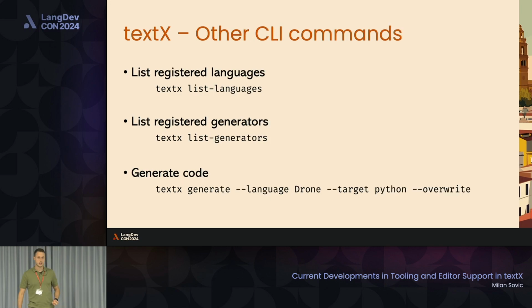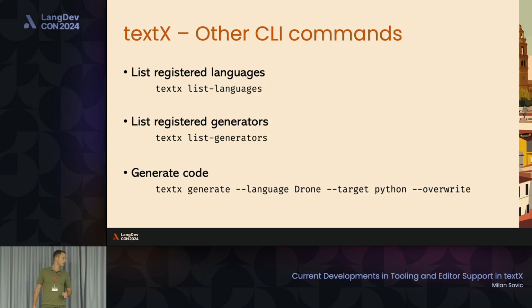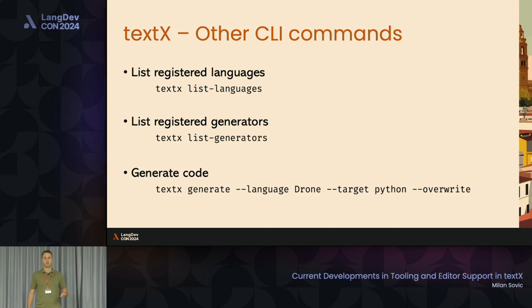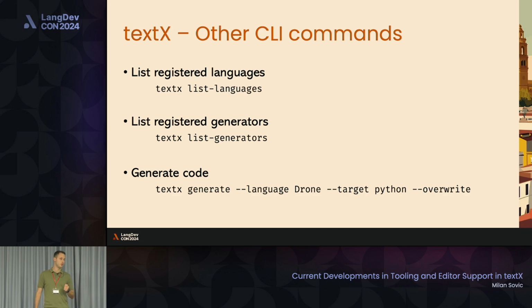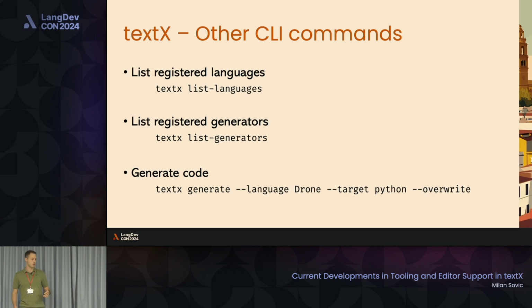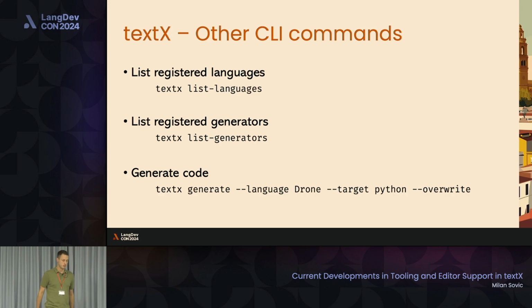Here are a few more commands for listing registered languages, listing registered generators, and the command for generating code. Here, it expects us to provide the name of the language and the target. That's because when we create the generator, we need also to specify the target, because for one language we can have multiple generators. For example, we want to generate code in Java and Python from the same model.